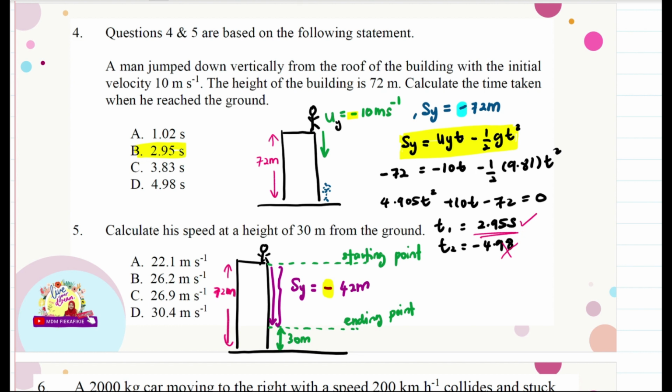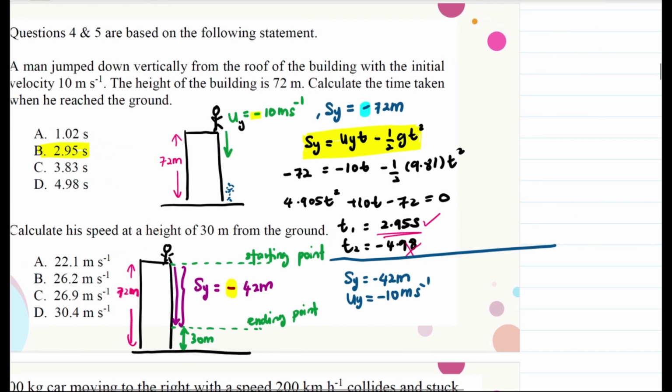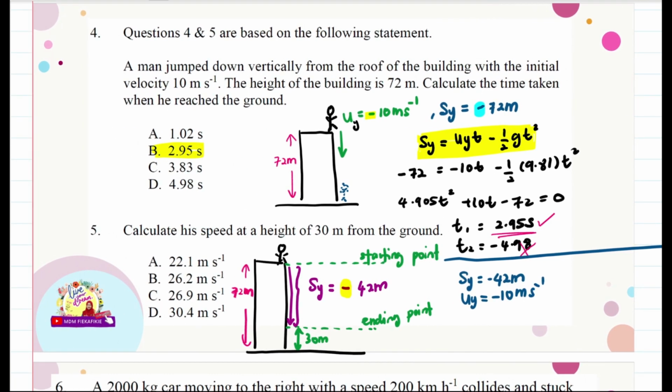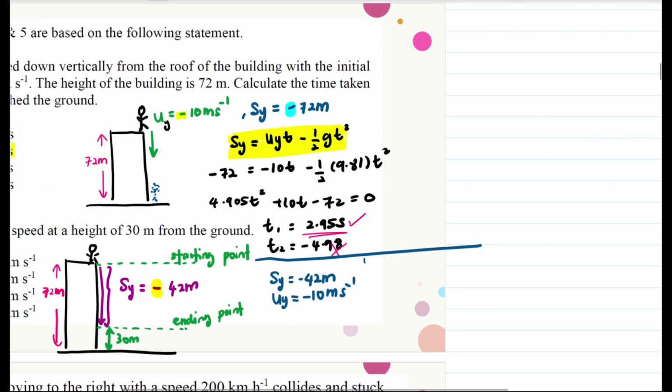Okay. So now we take out all the information that we have. So SY kita ada negative 42 meter. So saya garis kat sini. Okay. So kita ada UY is equal to negative 10 meter per second. And then apa lagi? Itu saja yang kita ada kan. So kita nak cari speed at this ending point ataupun at that height. So kita akan cari VY. So VY is equal to, saya tulis kat sini lah.